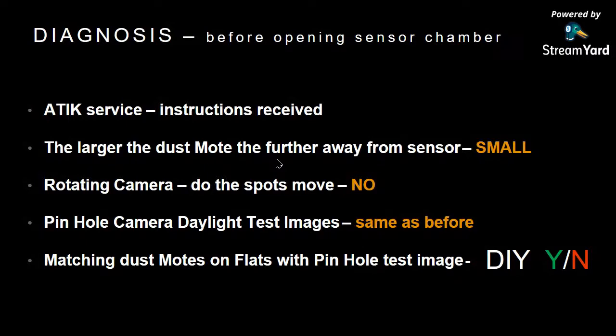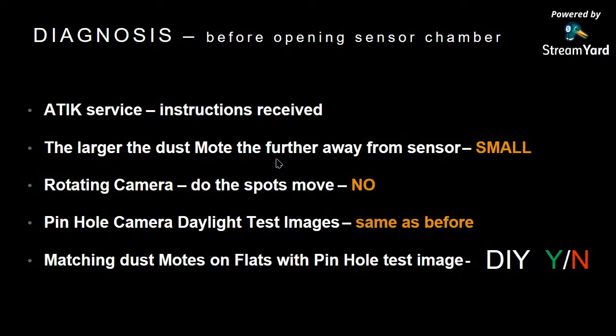One thing you can do is rotate the camera to see if the spots move relative to the orientation of the sensor itself. And if the spots don't move and they're in a fixed position, then it's going to be on the sensor as well. So that was my confirmation right there, that it was definitely on the sensor. Still didn't know whether it was on the glass of the sensor or the covering of the chamber.